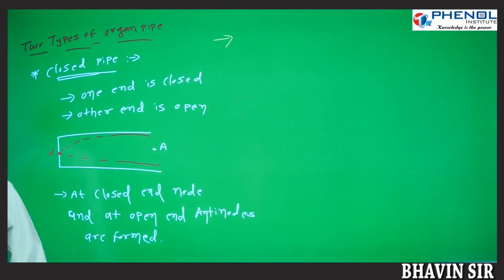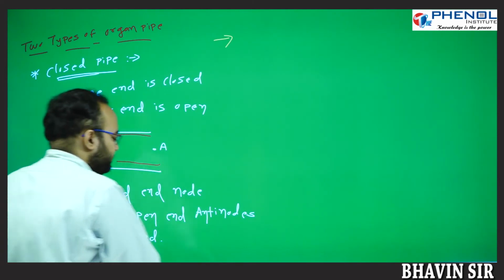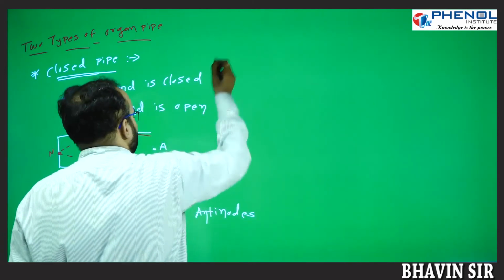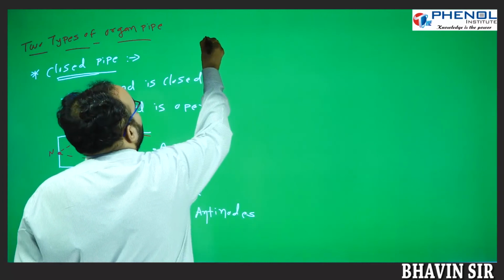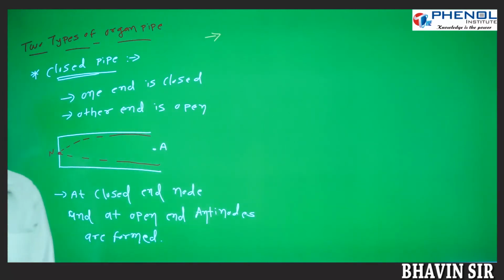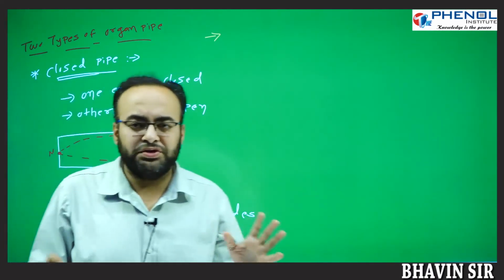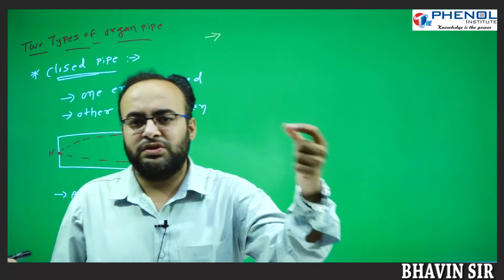Now next we discuss the length of the pipe. Students, what is an example of a closed pipe? In a closed pipe, one end is closed and the other end is open.